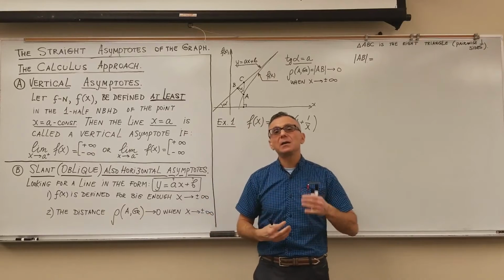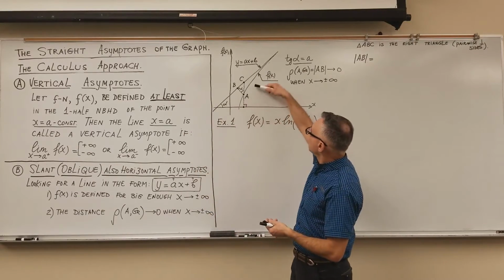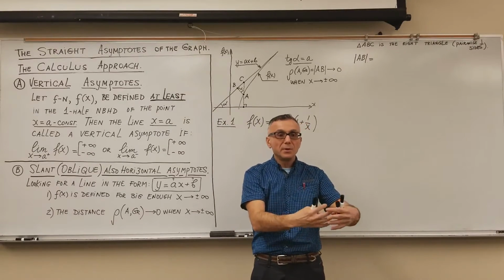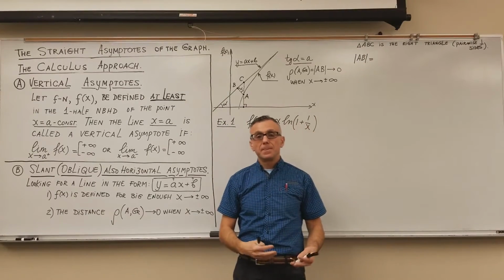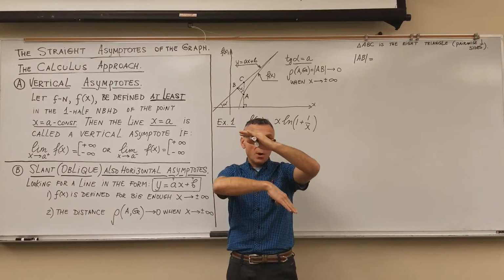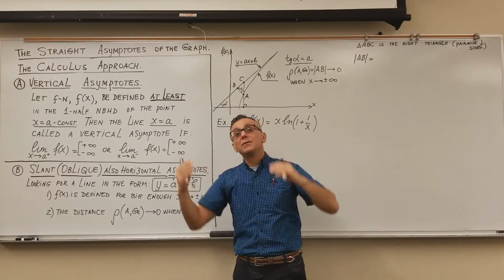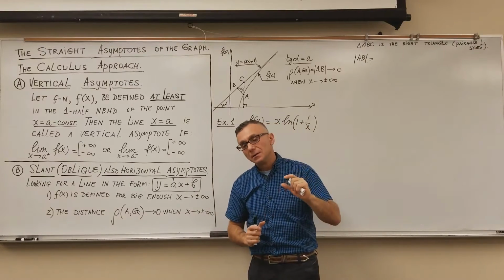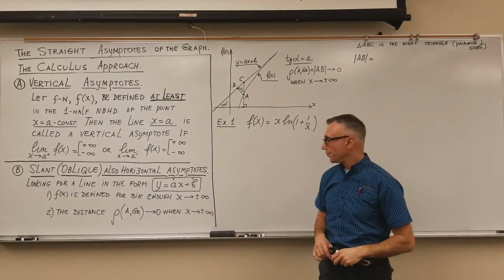The asymptote is like a mirage. You see it, it's here. You're trying to get closer to it, but you cannot catch it. Yes, your graph is approaching the asymptote, but never touching it. So the distance always contracts to 0.